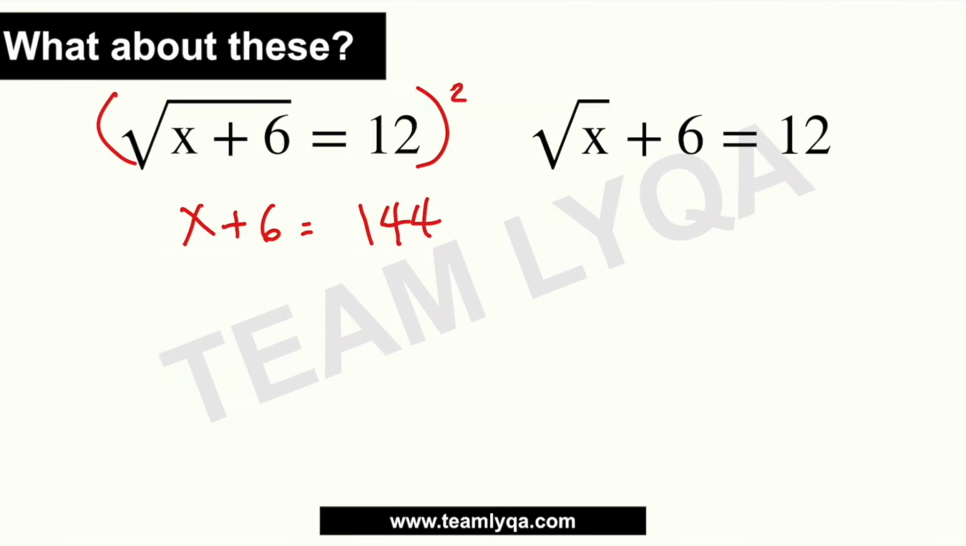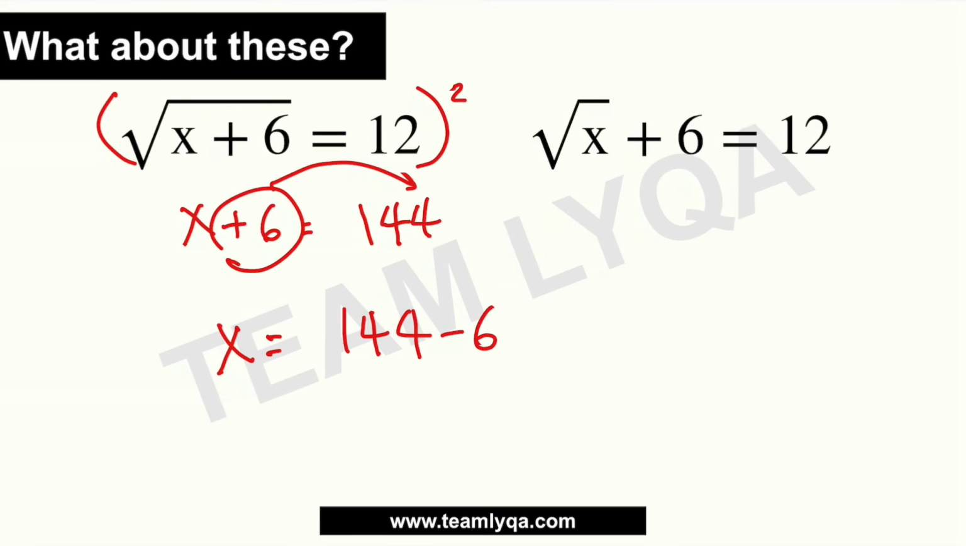Now that you have that, you can now solve for x. Again, pwede ko itong ilipat sa kabila. This will be x is equal to 144 minus 6, kasi again, nilipat ko siya, kung plus siya doon, dito minus na siya, x is equal to 138. Okay? So, ito yung sagot kung ito yung problem.